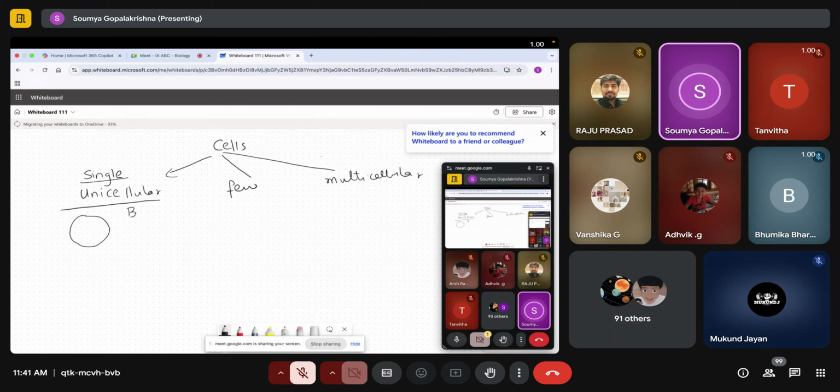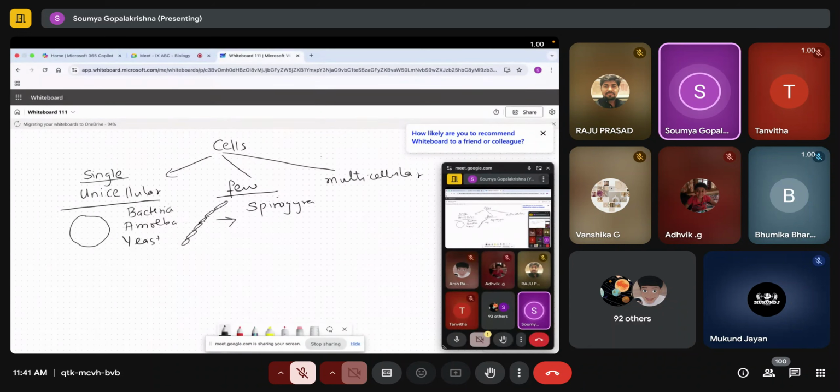So which are the single celled organisms? Examples: bacteria is a unicellular organism. Amoeba is a unicellular organism. Yeast is a unicellular organism. These are all single-celled organisms. Now coming to few-celled. When we say few-celled, it's not one single cell, but a few-celled organism. An example of a few-celled organism is an alga called Spirogyra.